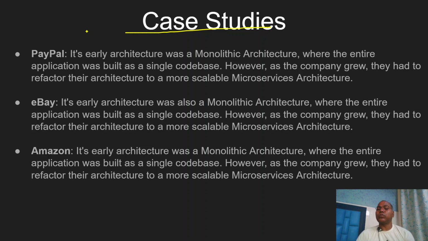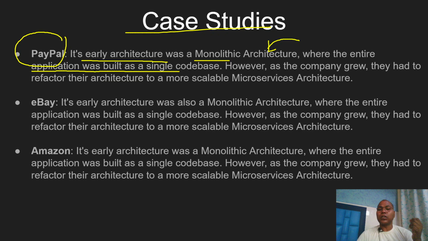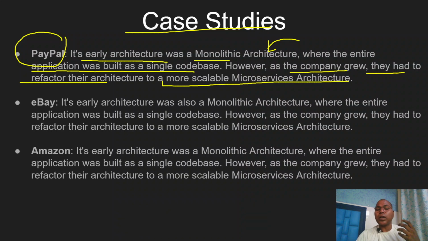Now let's look at some case studies of companies that used monolith architectures in the early days and have now transitioned to a different architecture. The early architecture of PayPal was monolithic, where the entire application was built as a single code base. However, as the company grew, they had to refactor their architecture, and now PayPal uses a more scalable microservice architecture.